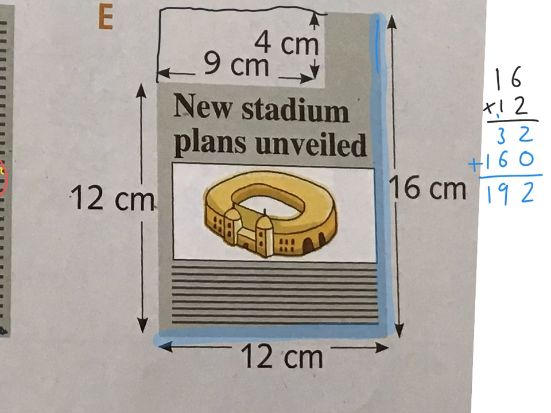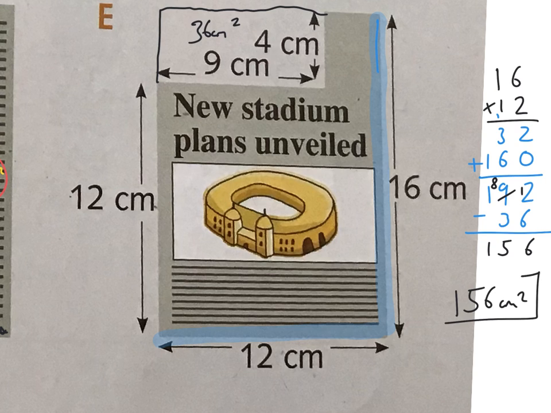Now handily it does give me the measurements for these, so it's 4 centimetres long and 9 centimetres wide. So 4 nines, which gives it an area of 36 centimetres squared. So I'm going to take that away from the total. And when I did that, it gave me 156. So my final answer is 156 centimetres squared.